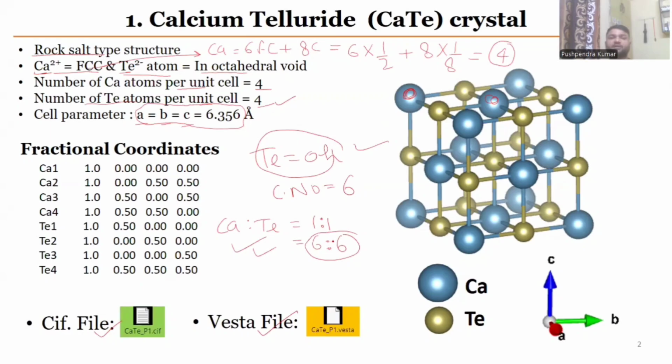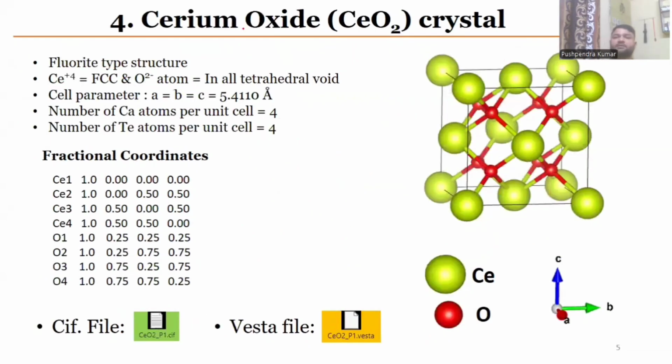Now let's move on to the next crystal, the fourth one, the cerium oxide crystal. Cerium oxide is a fluorite type crystal, CaF2 type, in which cerium 4 plus ions form the FCC lattice and oxygen 2 minus ions are present in all tetrahedral voids. Since Ce4+ is forming the FCC, the number of cerium ions in a unit cell will be 4.